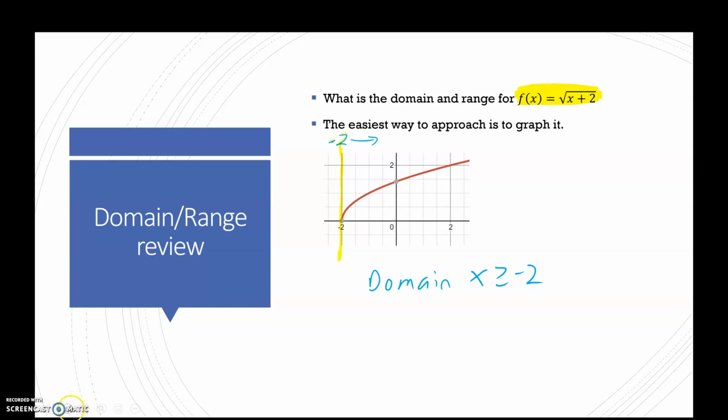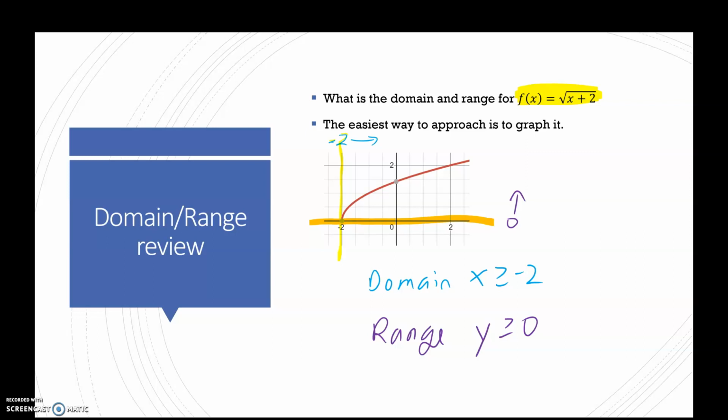Now the range is how high and low it goes. The lowest this one goes is to 0, and it goes up forever. It doesn't ever stop going up. So it goes from 0, and it's going to go up forever. So the range, your y values, are greater than or equal to 0. So if you don't know how to work with the equation, that's fine. Just get a graph out of it and do the graph. That'll work just as well as anything else that we do.